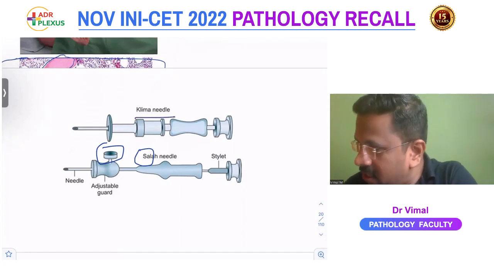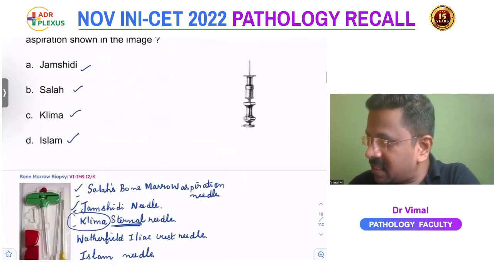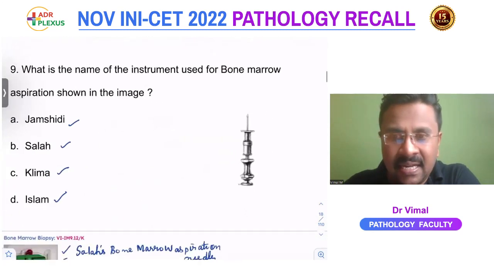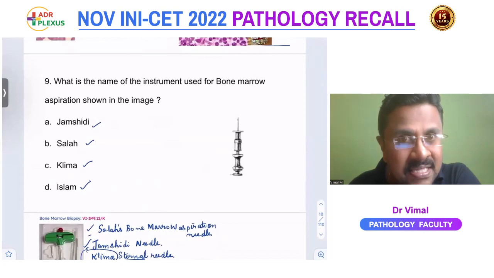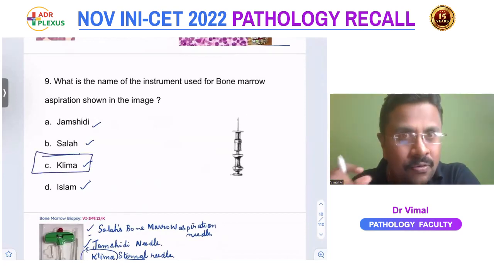This Klima needle will not have a screw adjuster. So in the image which was given here, it doesn't contain any screw. So the answer here is the Klima needle. So without the screw and in the guard, actually the diagnosis of the bone marrow aspiration needle is the Klima needle.